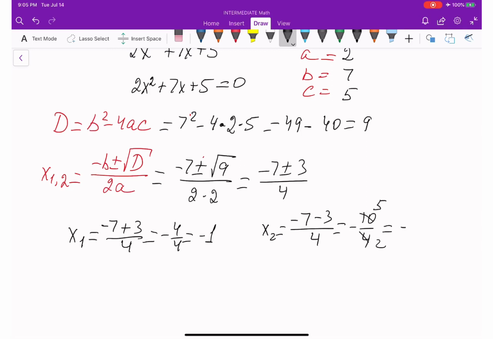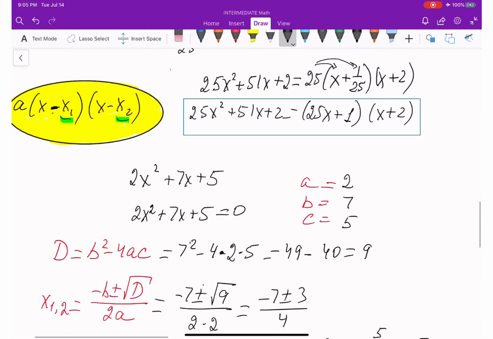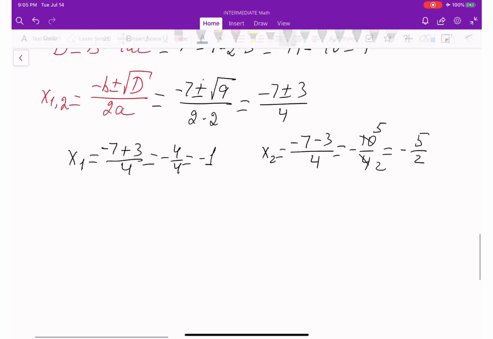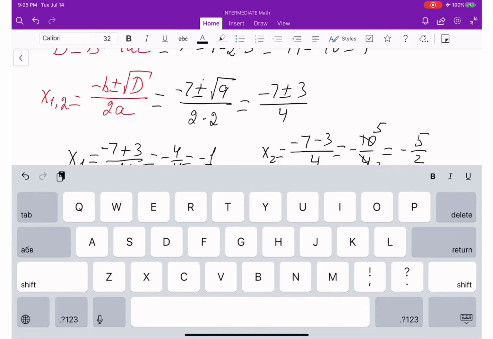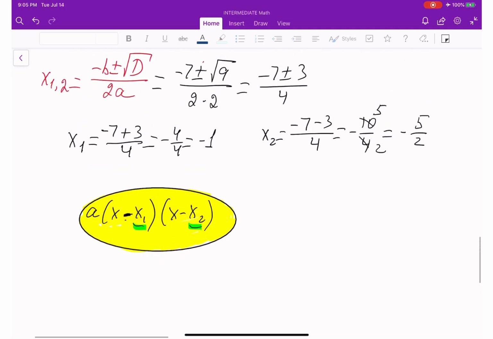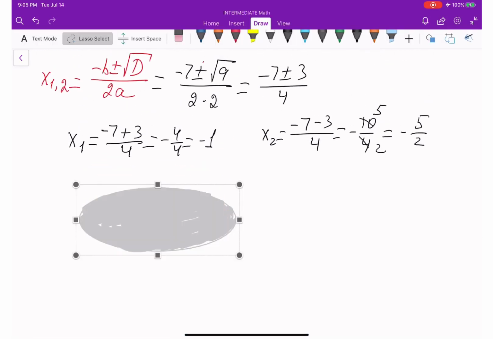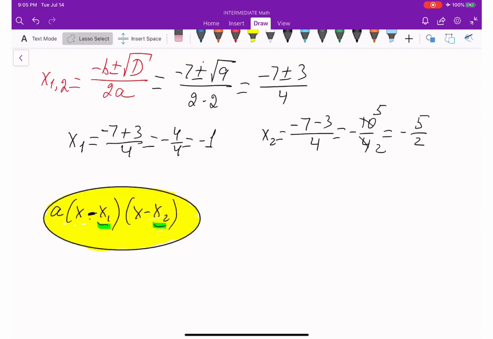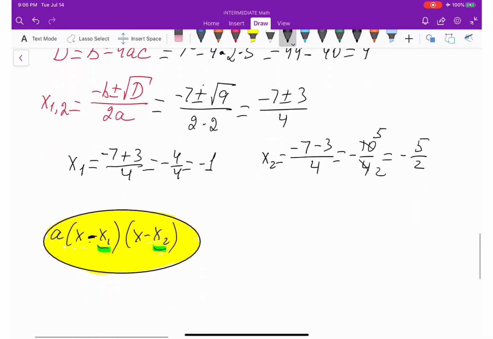And we get negative 5 over 2. So from here, what do we have? My a is how much? 2. Twice x, since I have negative 5 over 2, so it will become positive because there is negative.